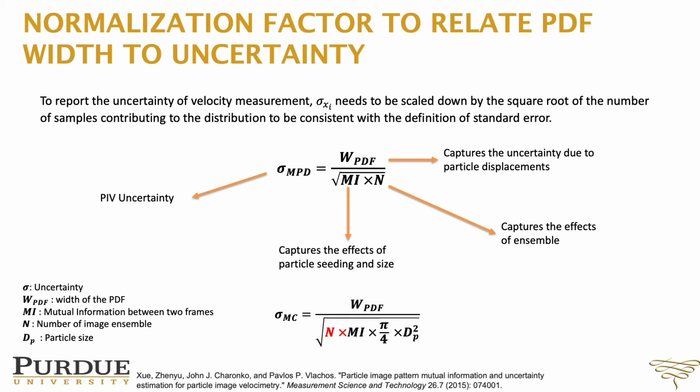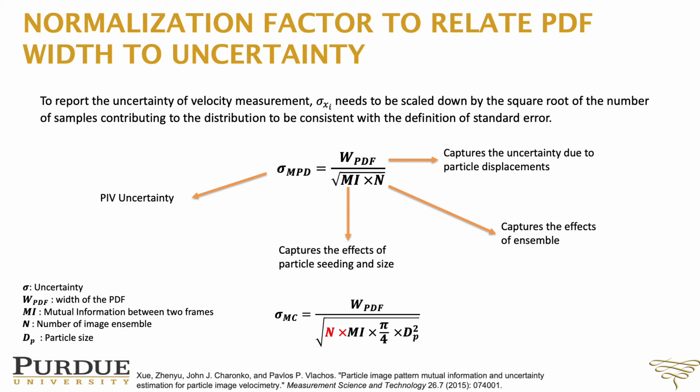So once we find the width of the PDF, the next step is to normalize it so that we can report the uncertainty in velocity measurement. To be consistent with the definition of standard error, we define our normalization factor as the square root of the number of observations that go into our measurement. The number of observations come from the mutual information between frames and the number of image ensembles that we used. And finally, we would get the uncertainty in the PIV measurement.